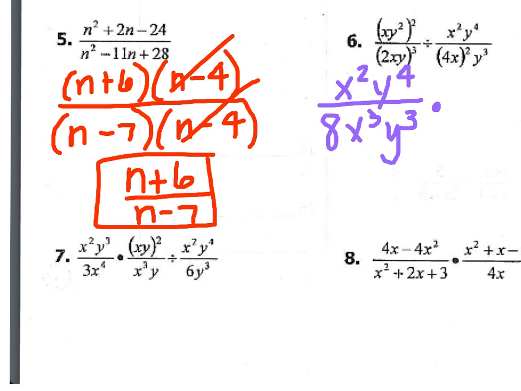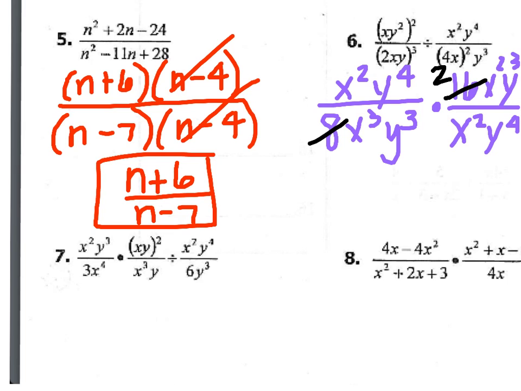I'm going to make this 16x squared y cubed, there we go, over x squared y to the 4th. So I went ahead and I distributed that squared, and then I also changed it into a multiplication problem. Now I can look and see if anything is going to cancel out, specifically our numbers, and I know that 8 goes into 16 two times.